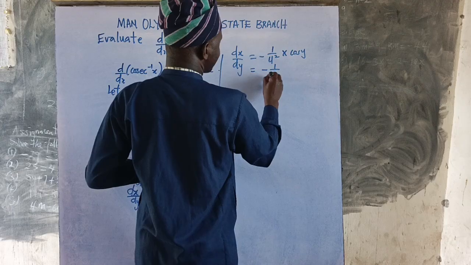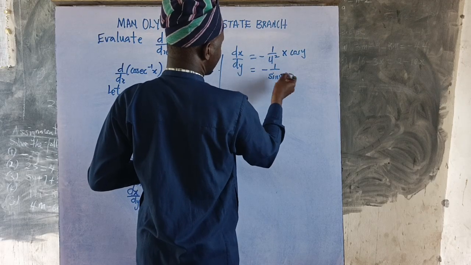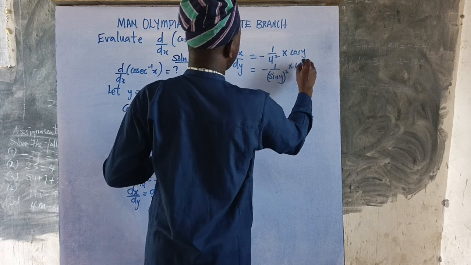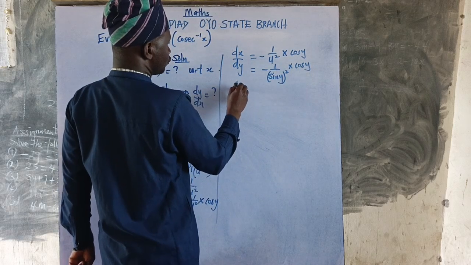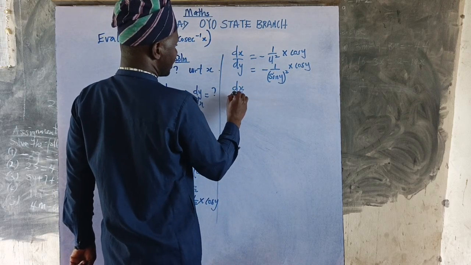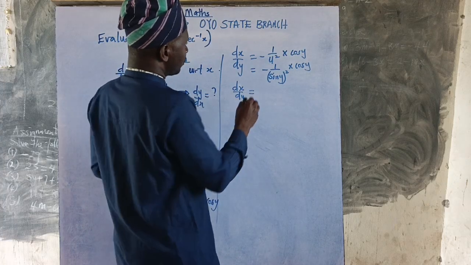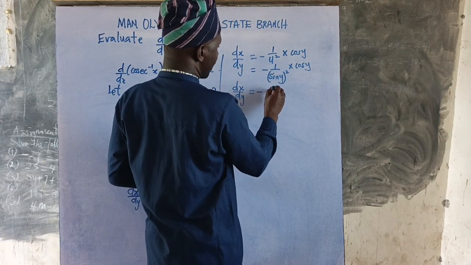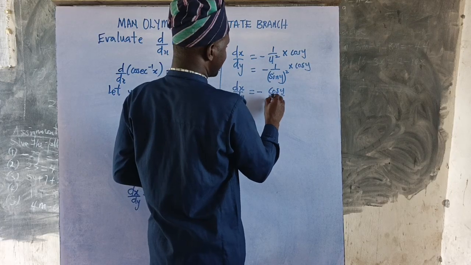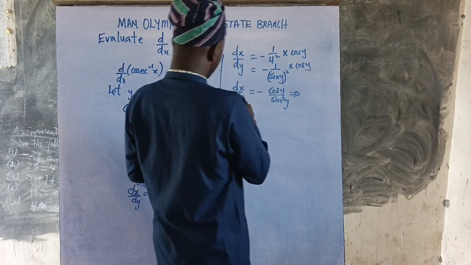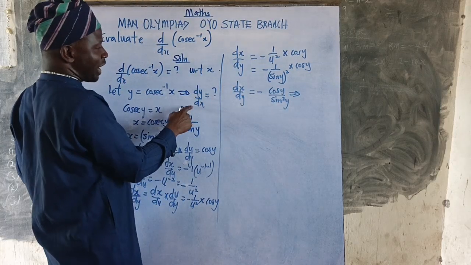We have minus 1 over sine y raised to power 2, that is sine squared y, times cos y, which implies we have dx/dy equals, in this case now, minus cos y divided by sine squared y, which can be written as... So don't forget we are to find dy/dx.